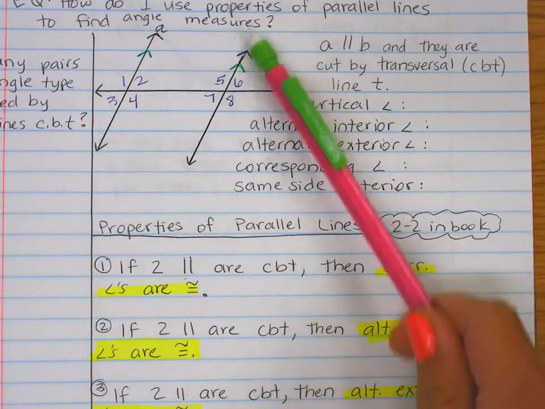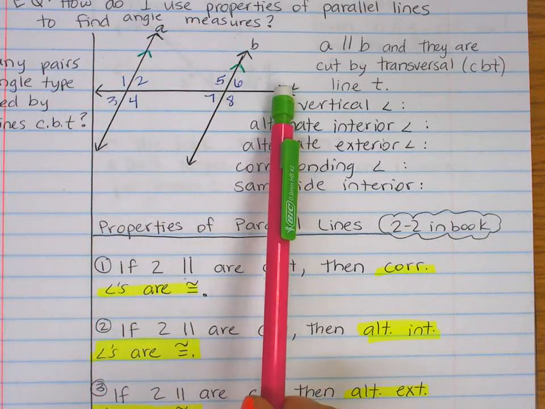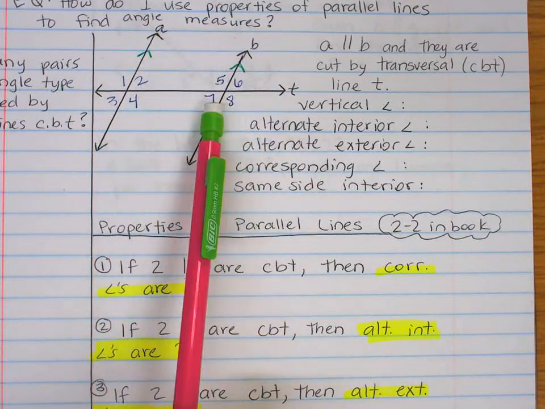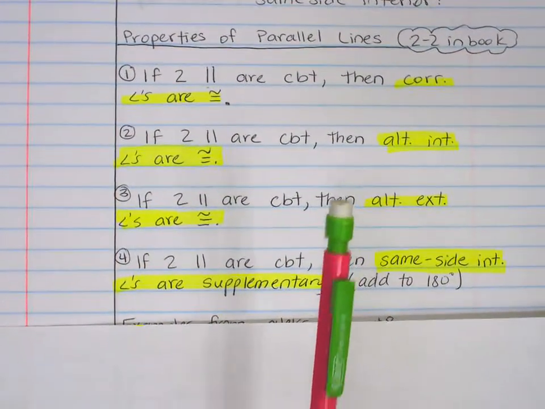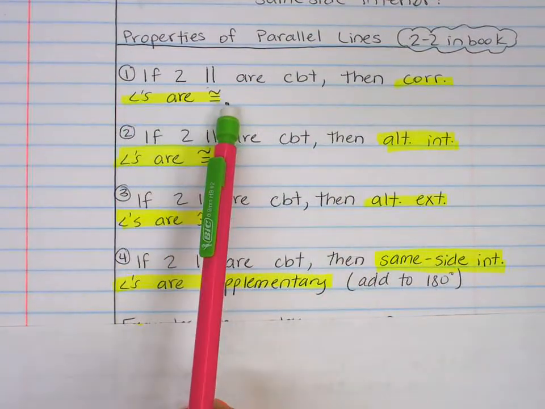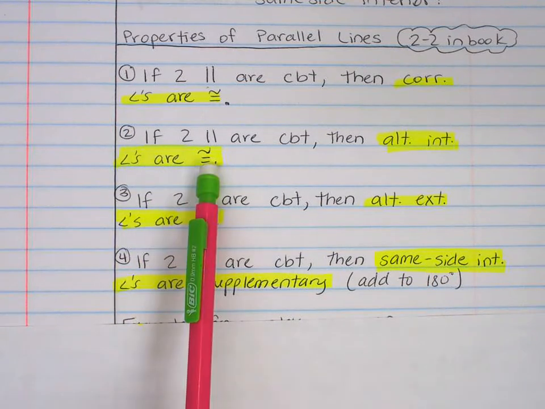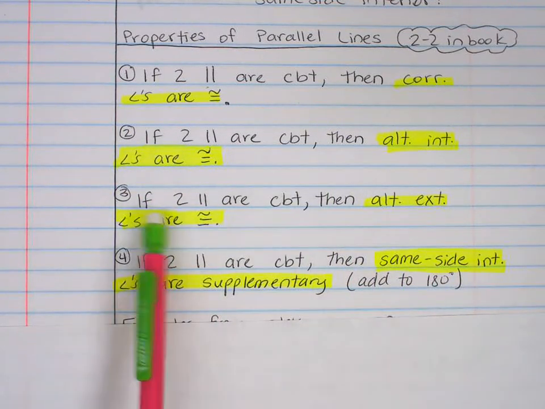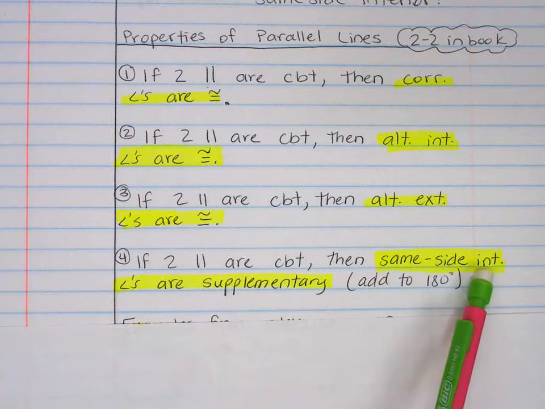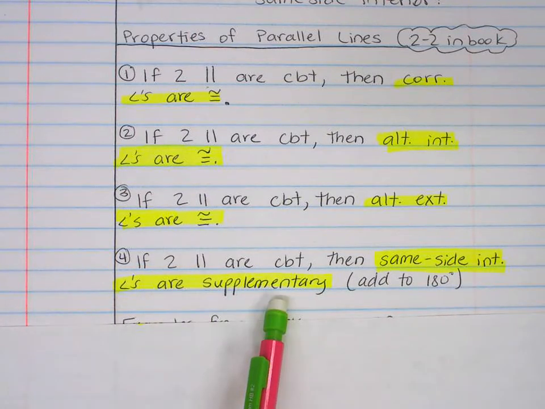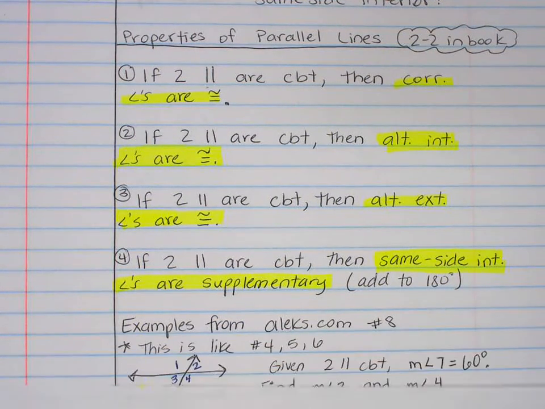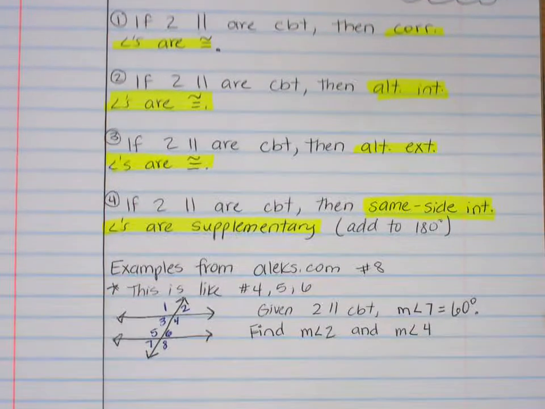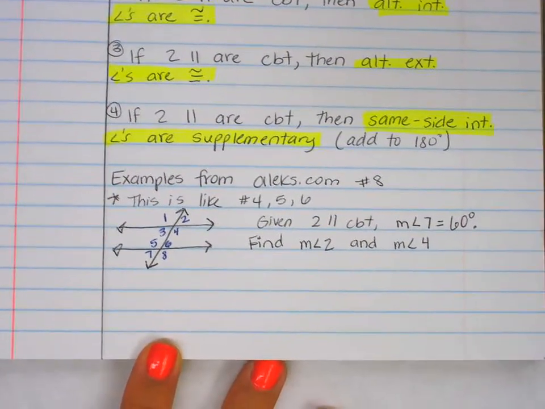Two parallel lines cut by transversal, and then we have all these angles that are made, and these are the properties about them. Corresponding angles are congruent. Alternate interior angles are congruent. Alternate exterior angles are congruent. Same side interior angles are supplementary. Okay, so what we'll do next is, again, pause if you need to, but we're moving on. Here's an example from alex.com from your homework.